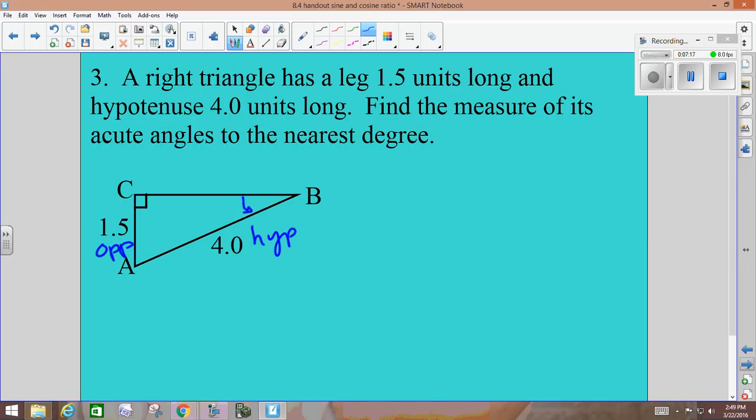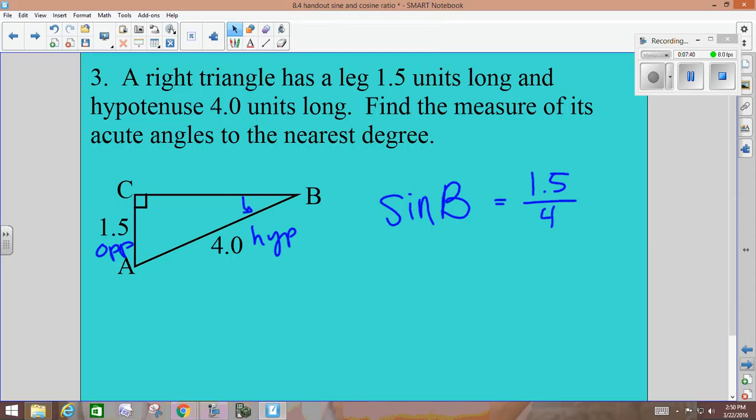SOHCAHTOA, which one should we use? The first one. What is the first one? What trig function is it? Sine, right? Sine, yep. So then we'll say the sine of angle B equals the opposite, 1.5, over the hypotenuse 4. And when you want to find an angle measure, what do we punch in the calculator? The inverse, the sine to the -1. So for most of you, it'll be second sine, and then 1.5 divided by 4.